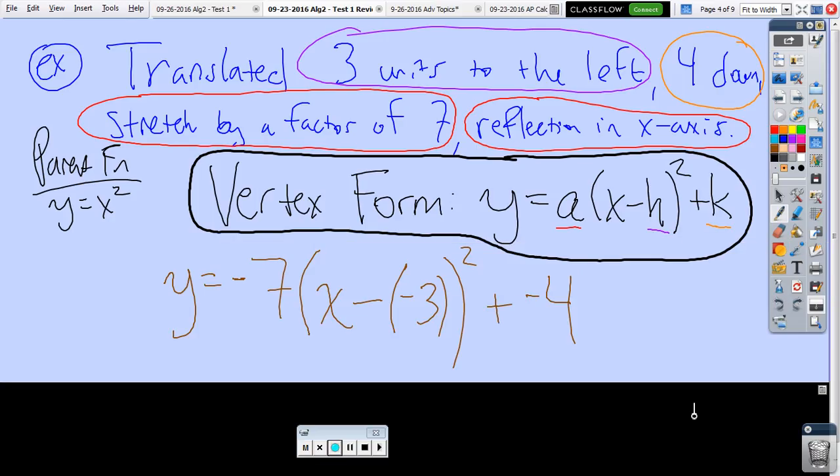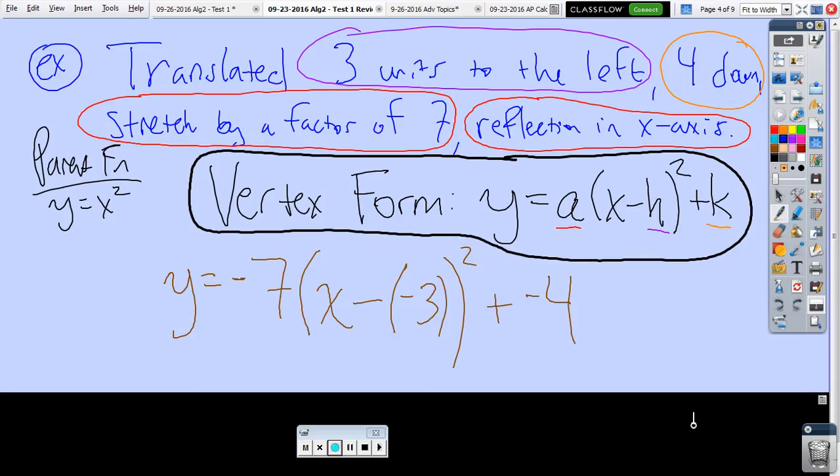This is what you should have come up with. We only have about 1 minute left. It's stretched by a factor of 7, and then it's reflected, so it's negative 7. Because it's 3 units to the left, h is negative 3, and because it's 4 down, k is negative 4.